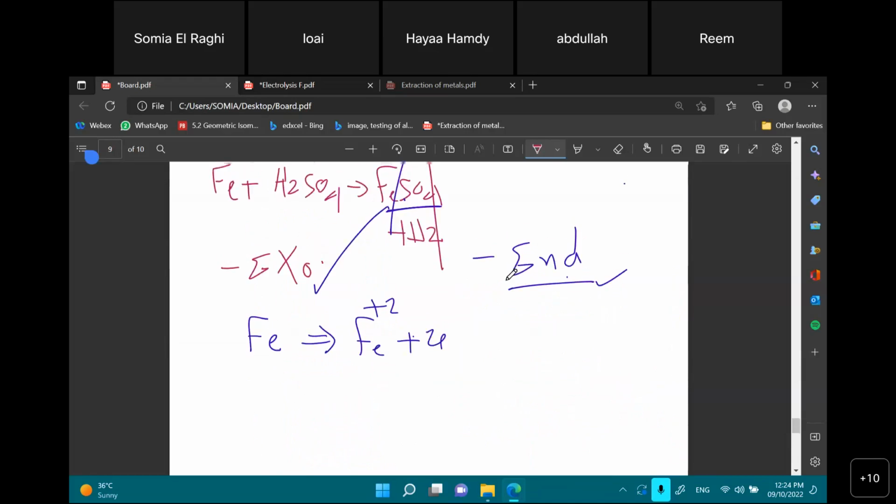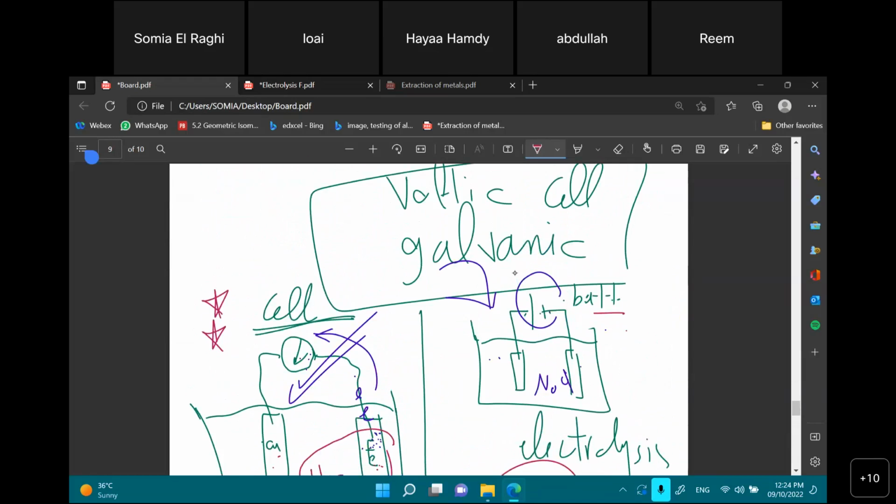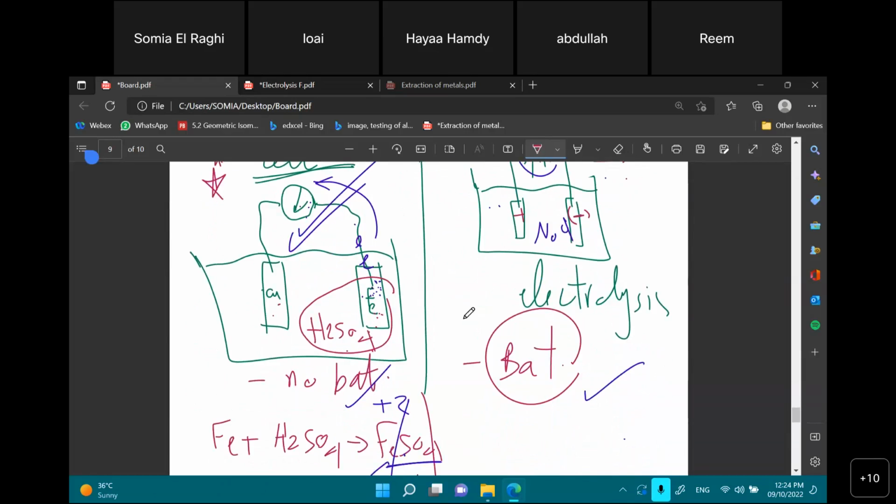In electrolysis, the cathode is always negative, while the anode is positive. But we don't have this sign in the voltaic cell. How do I check an anode? It's a question in your exam.